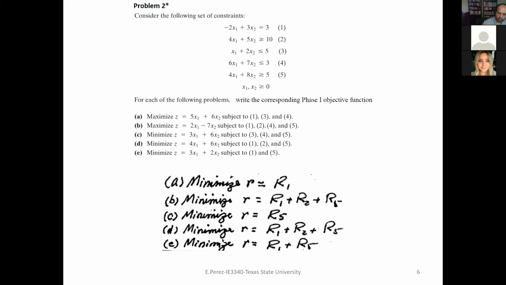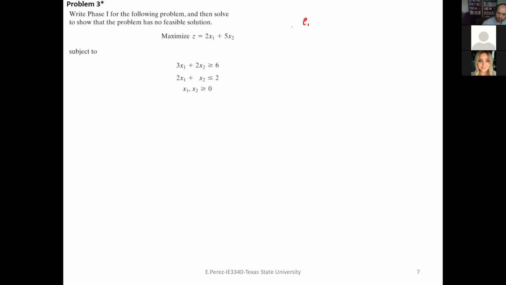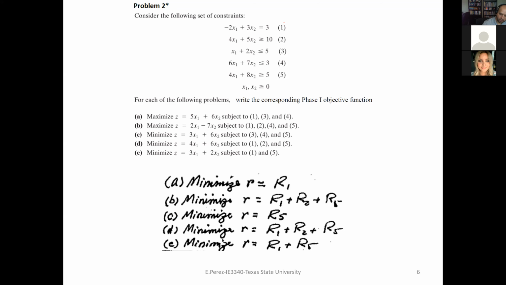So here we're going to choose 1, 3, and 4. So the idea here is that you look at the constraints and you can identify how many artificial variables you will need to formulate the objective function of phase one for the two-phase method. So you know, phase one in the two-phase method, the objective function for phase one is always minimization of the sum of the artificial variables.